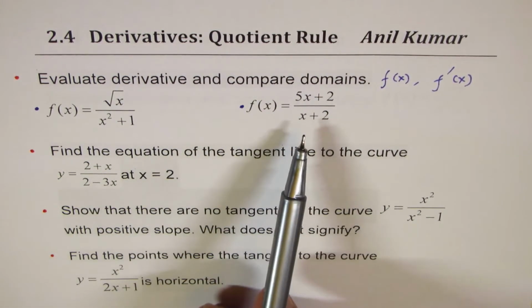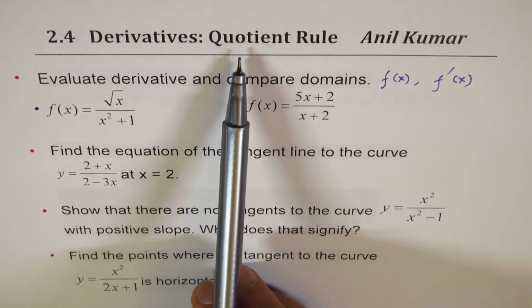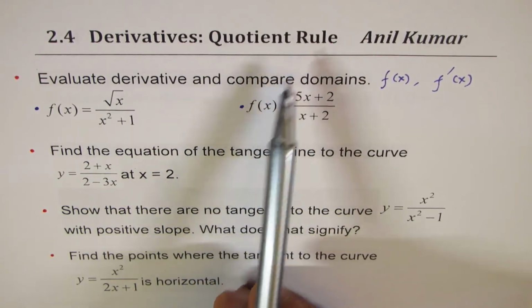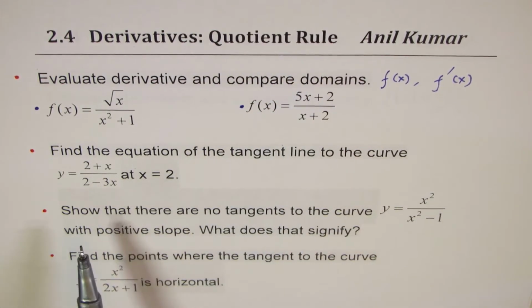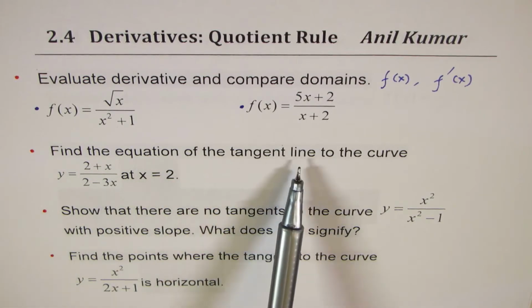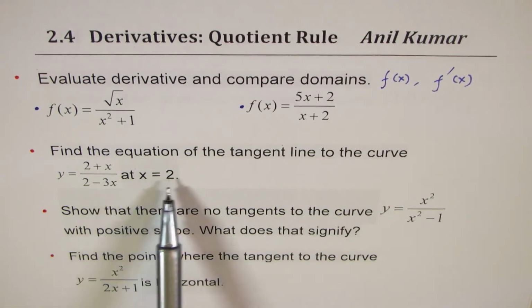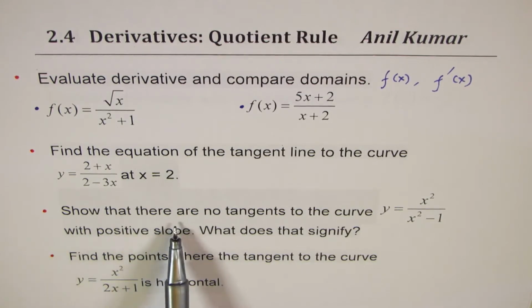Simple functions to start with. Remember, at times we may apply product rule, but in this exercise, we'll stick to quotient rule. Second question is, find the equation of tangent line to the curve at a given point. Then we have, show that there are no tangents to this curve with positive slope.